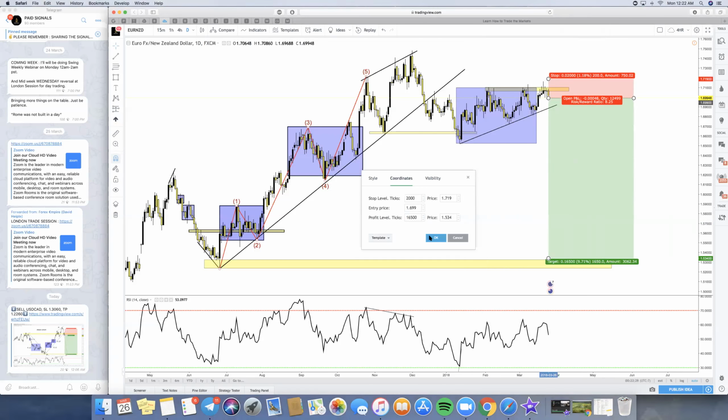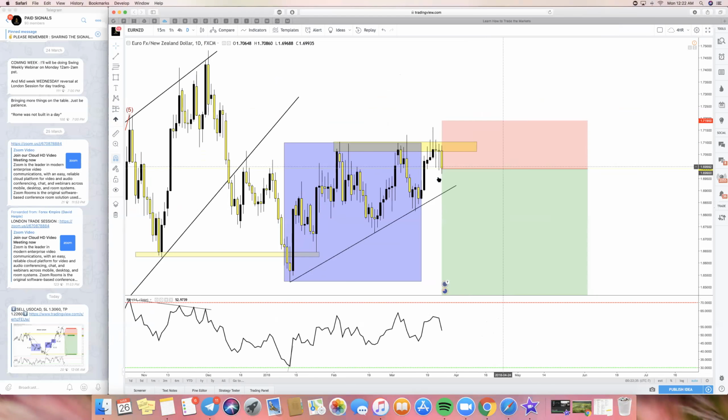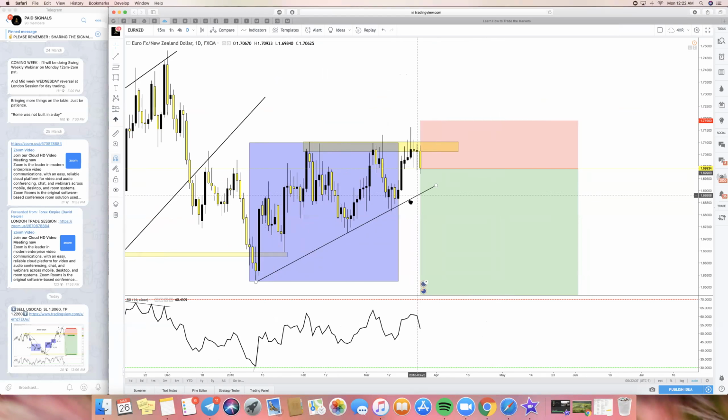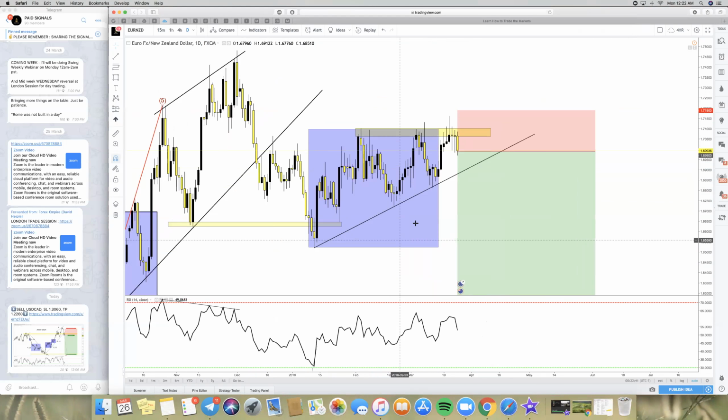1,650 pips take profit. That's the long-term trading. And guess what? I'm waiting for the trend line breakout. The moment it breaks, you can wait for the trend line breakout and then jump on it.